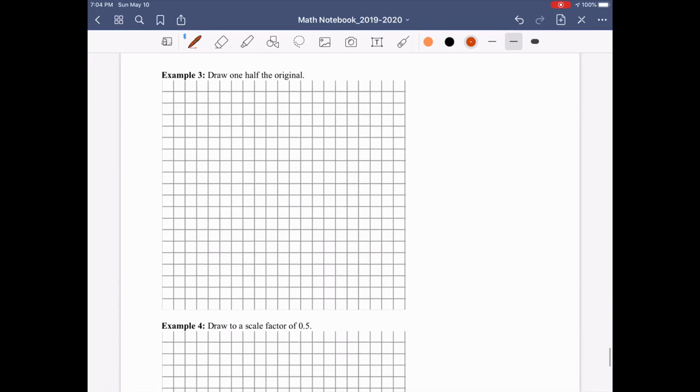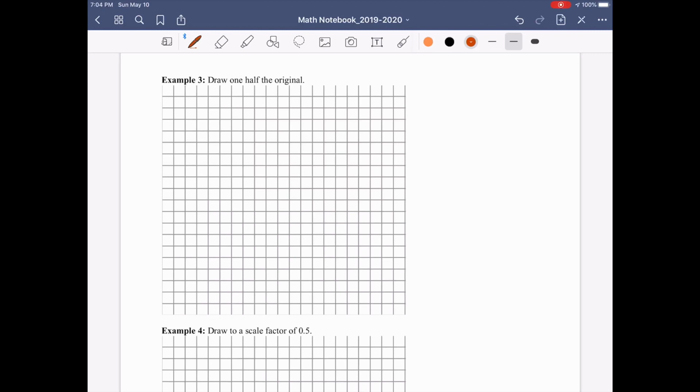So if we're doing it on graph paper, again, let's do this time a rectangle. This rectangle is going to be a 4 by 2 rectangle. Now the question says to draw 1/2 of the original, so cut it in half, which means that you're dividing everything by 2.